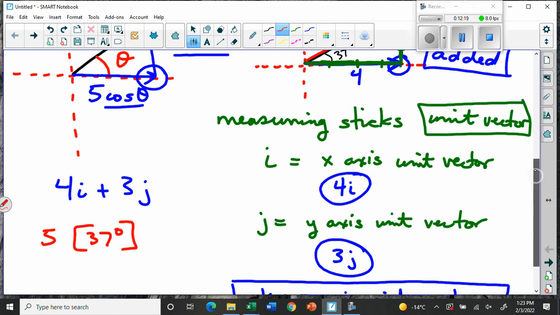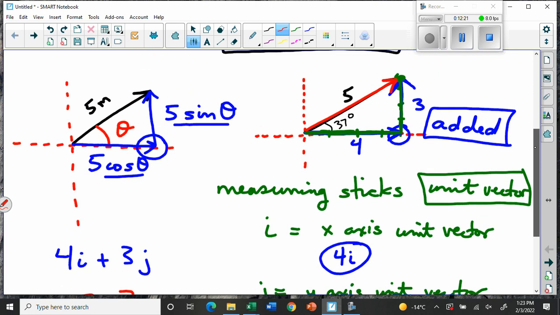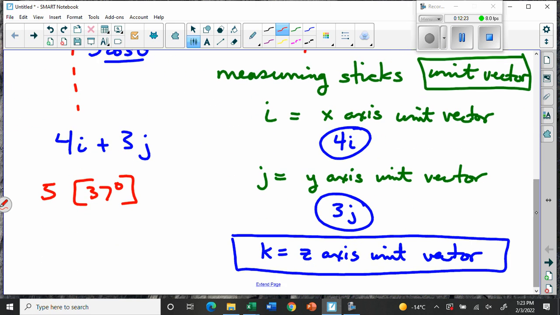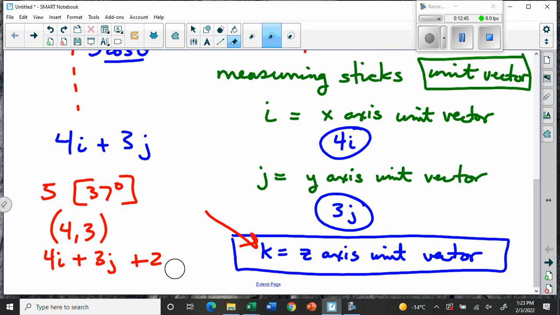We could use the ordered pair (4, 3) to describe it if we accept that the tail is on the origin. Or we could describe it as 4 steps in the x direction plus 3 steps in the y direction. And of course, if you had a 3-dimensional vector, you could add whatever it would be, 2 or 5 in the k direction if you wanted to. So that's a 3-dimensional vector, but that's for a little bit later on. We'll just handle 2 for now.